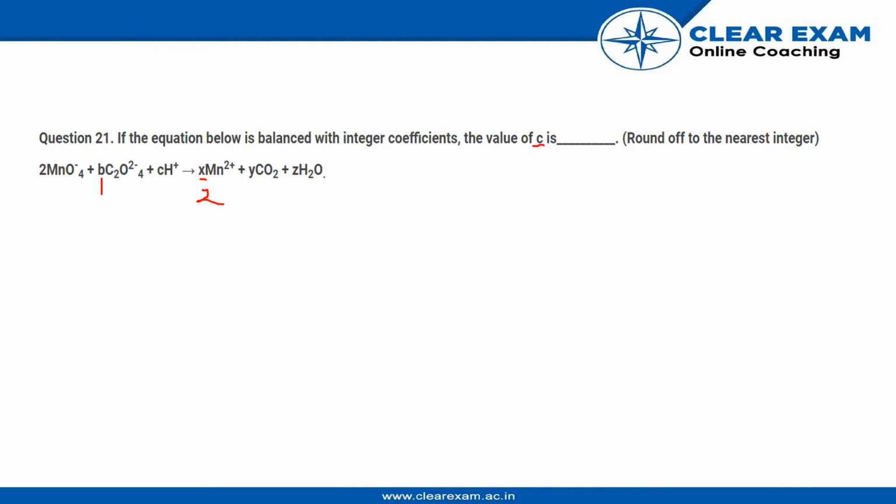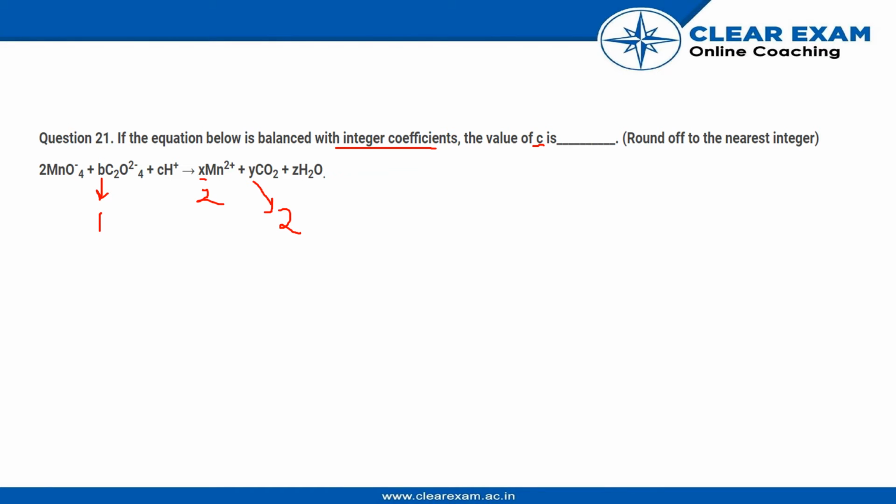So if we put B equal to 1, because we know that the coefficients have to be integers, Y also has to become 2 in order to have the carbon amount equal to 2 on the left hand side, equal to the right hand side. Okay, so here we have B as 1, X as 2, Y as 2.